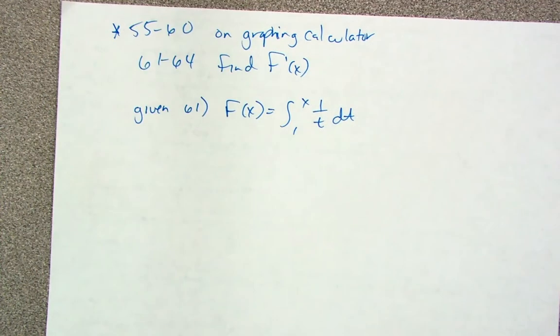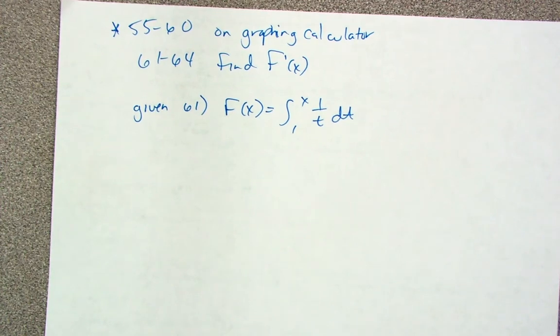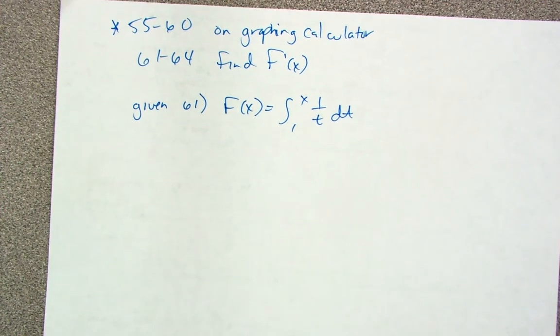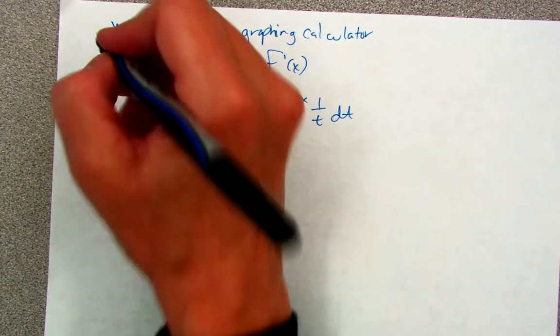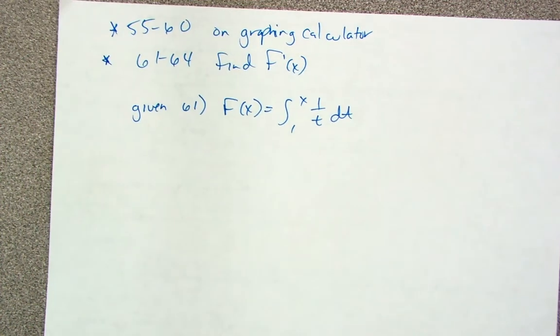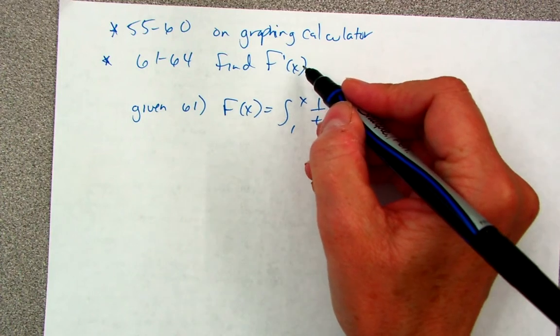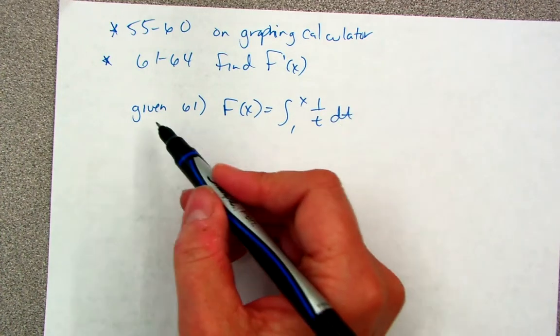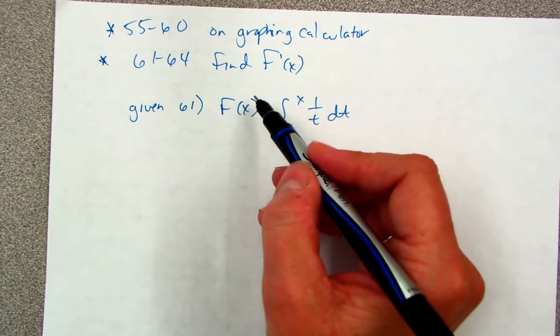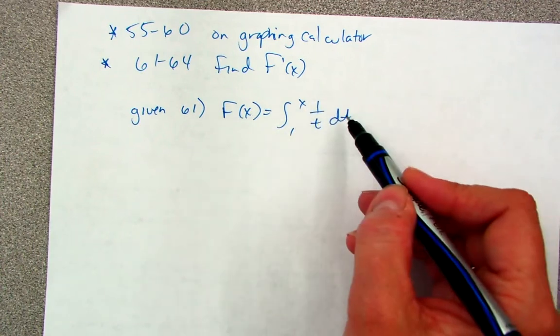Problems 55 through 60 ask you to evaluate the definite integral in the graphing calculator. So please follow through and do that and practice using your graphing calculator again. Then from 61 to 64, it says find f prime of x. So for example, they give you, like in 61, this f of x equals this integration.